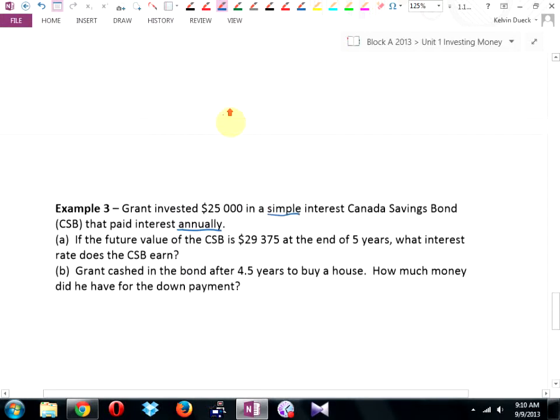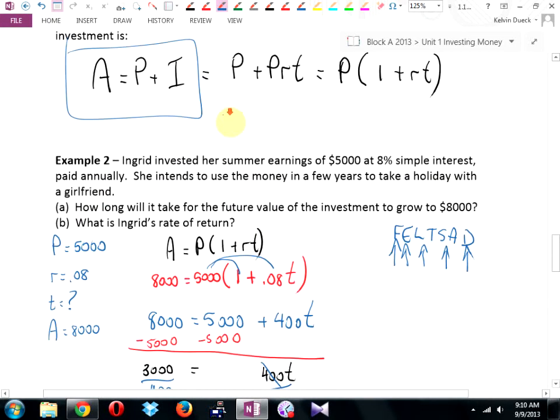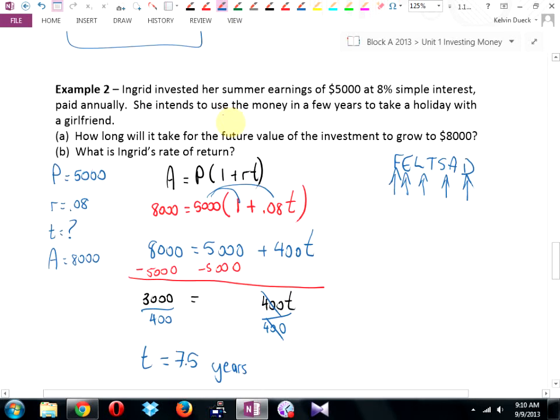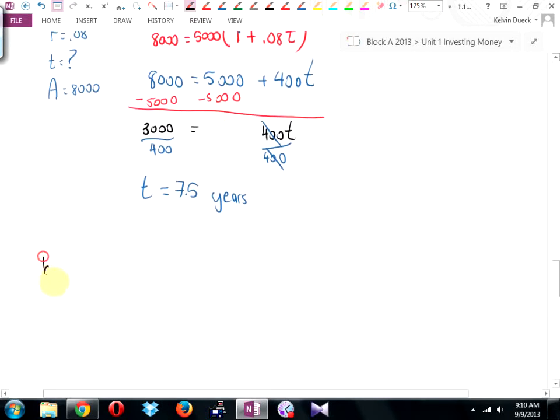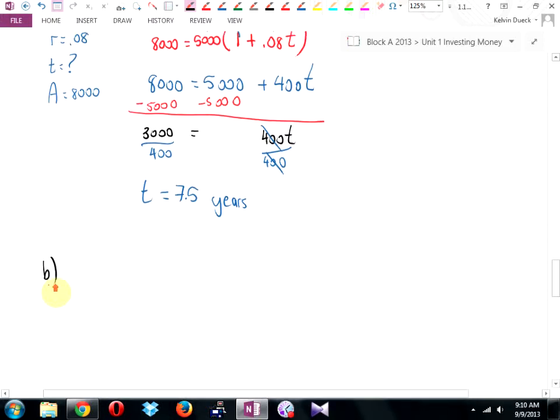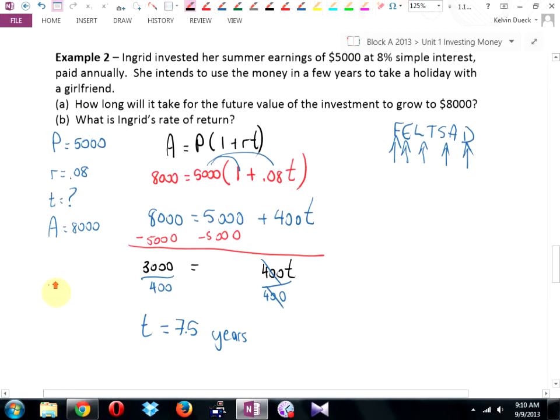Oh, did I not do B on example 2? Thank you. Roy, thank you. I'm so eager moving on. Good gosh. What is Ingrid's rate of return? And that's why I left the extra room on part B. I was kind of going, boy, I left a lot of room there to write, but that makes more sense to me. What the heck was rate of return?